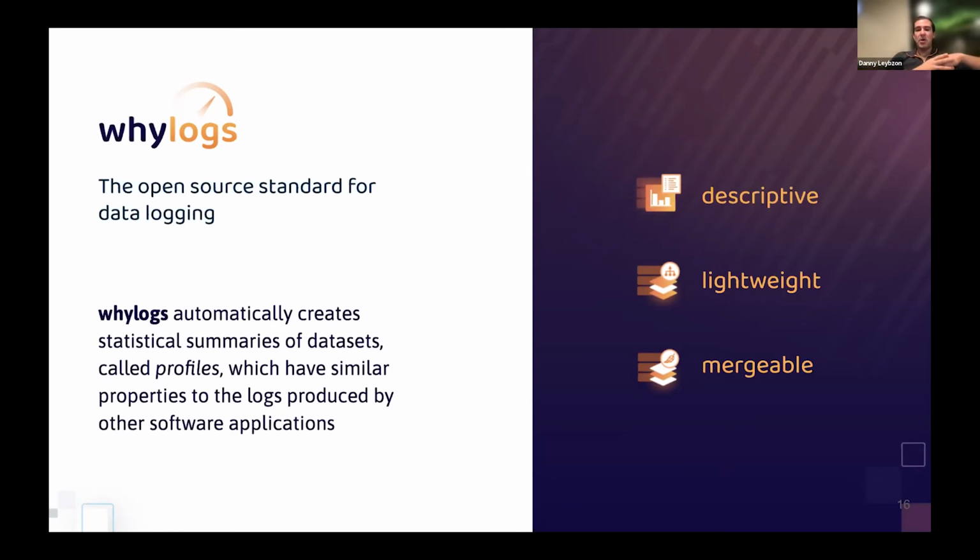So mergeability is a really useful property because it enables us to deal with streaming data and distributed systems, and it allows us to zoom in and out, to combine data from one day and another day and a third day in order to create a half week, which we can combine even more to create a week, and be able to zoom out across any arbitrary time scale. So mergeability is less of an intuitive property than descriptive or lightweight, but it's a really useful property of WhyLabs.